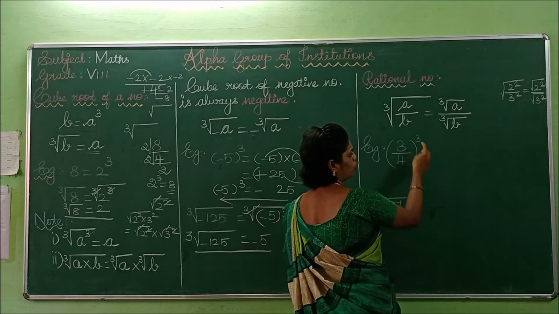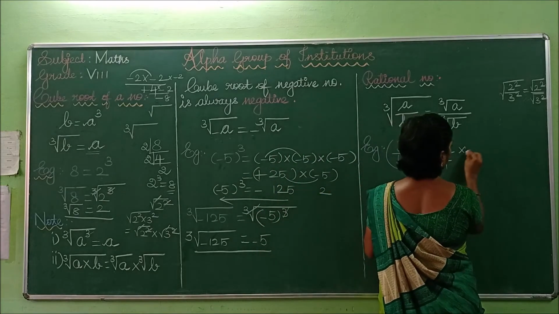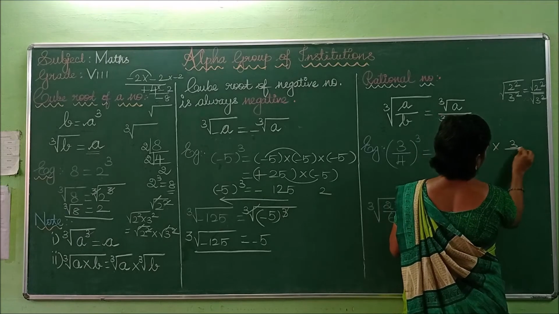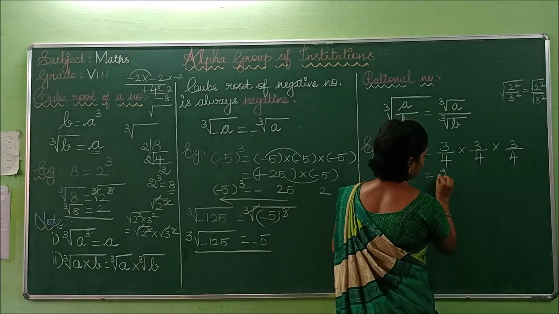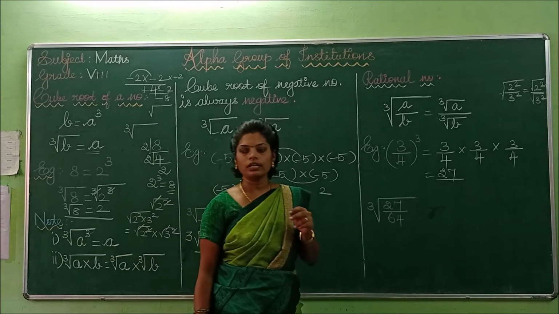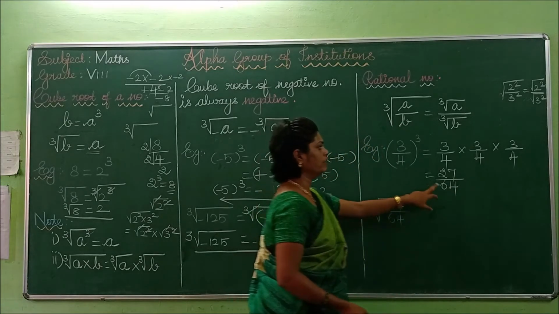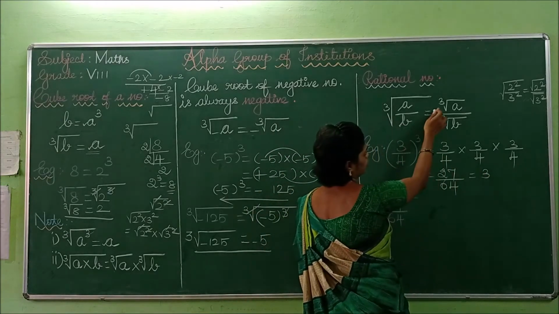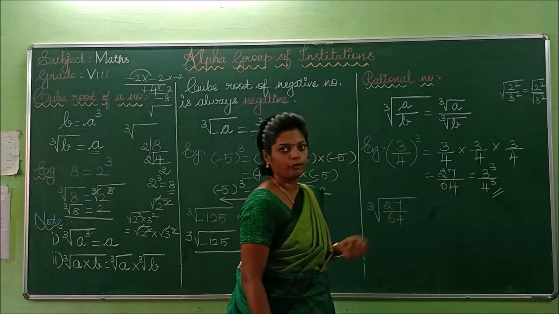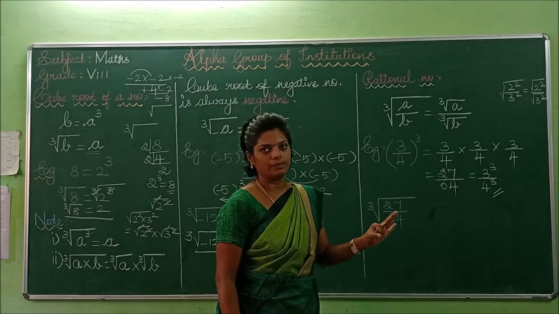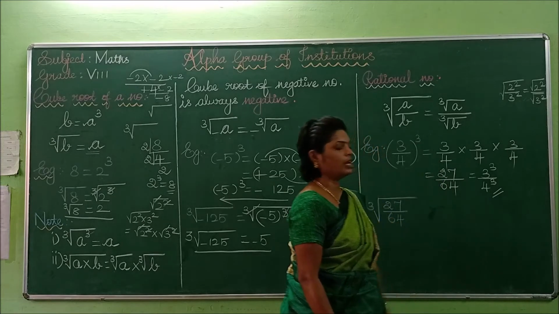So 3 by 4 whole cube. How can you represent this? This 3 by 4 into 3 times. So 3 by 4 into 3 by 4 into 3 by 4. So what is the value? 3 3s are 9, 9 3s are 27. So 4 4s are 16, 16 into 4 is 64. Otherwise you can write this as 3 cube by 4 cube. Either you can write like this or else you can write the full form of 3 cube. 3 cube is multiples of 3 three times, 3 into 3 into 3. 3 3s are 9, 9 3s are 27. Similarly 4 4s are 16, 16 4s are 64.